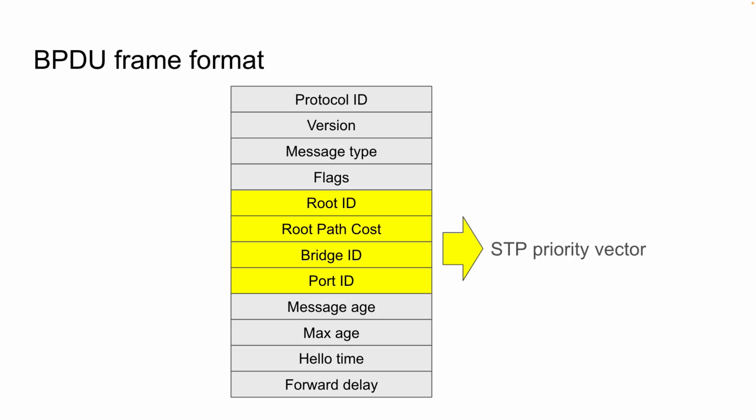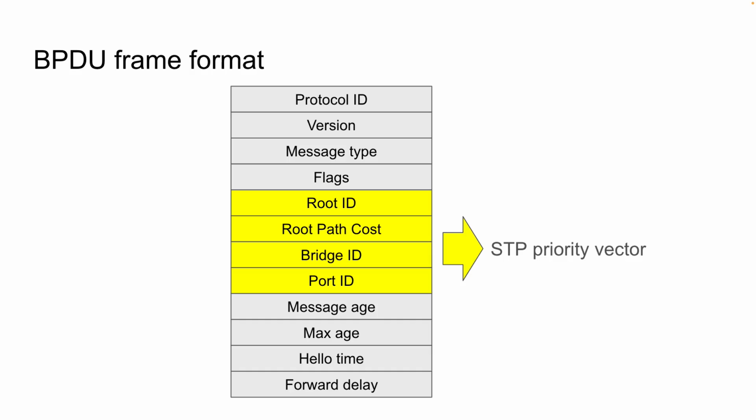Apart from other fields, you can see the STP priority vector: root ID, root path cost, bridge ID, port ID. Other important parameters are protocol ID and version. There are many different flavors of spanning tree, like classical legacy spanning tree, rapid spanning tree, multiple spanning tree, per VLAN spanning tree, per VLAN rapid spanning tree. And also, here you can see message age and max age, which help deleting outdated BPDU information or spanning tree vector priority information from the layer 2 switching domain.